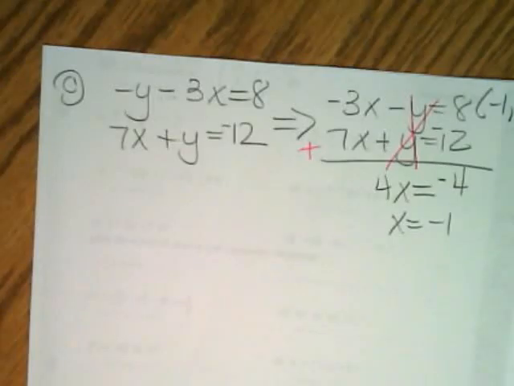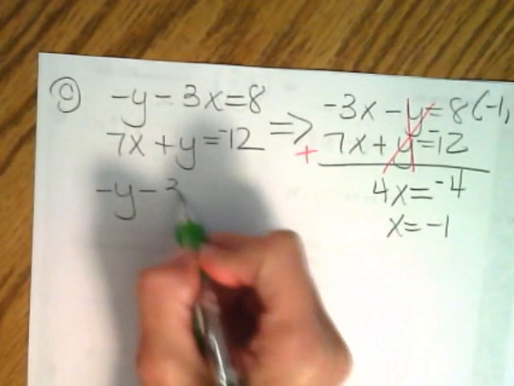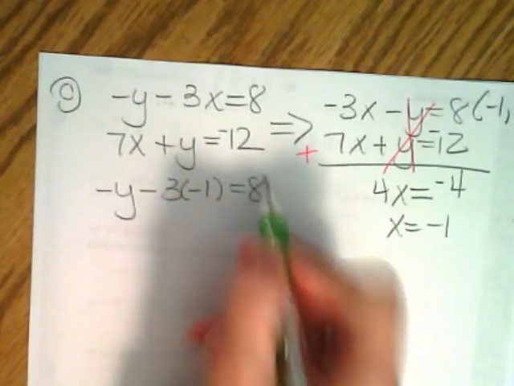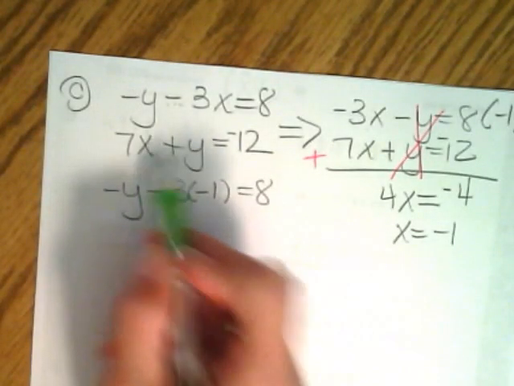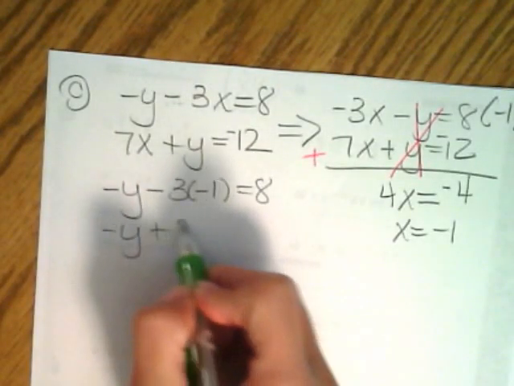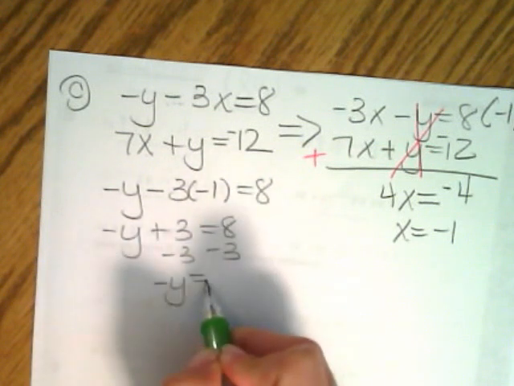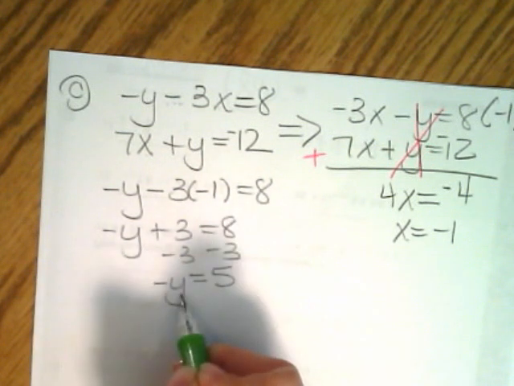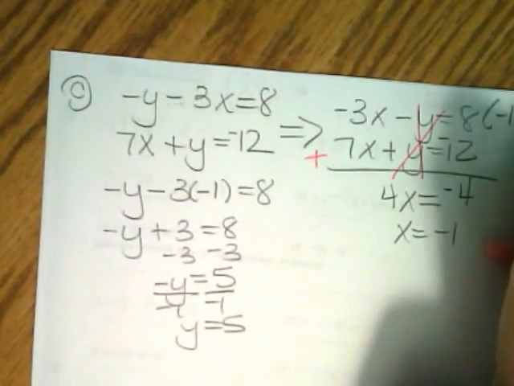Now plug it back in, and it doesn't matter what equation. I'm going to plug it in up here. Negative y minus 3 times negative 1. We need to be familiar with these negatives. I could have plugged it in here, and that would have been less negatives, but I wanted you to practice with your negatives. So this really is a positive 3. Get rid of 3. So negative y is equal to 5. I don't want negative y, so I divide by negative 1. So y is 5.